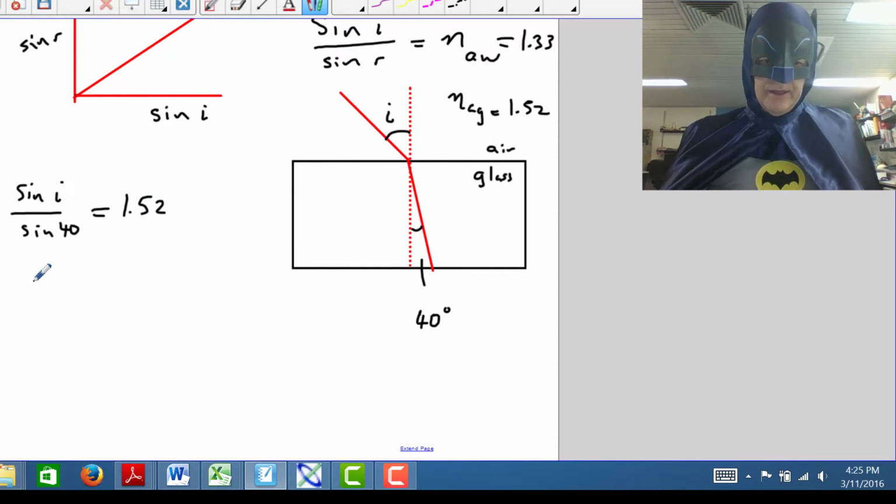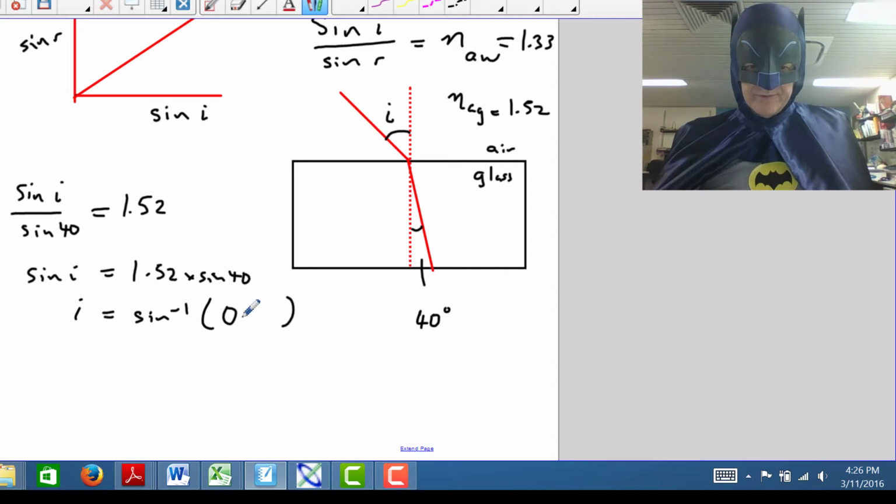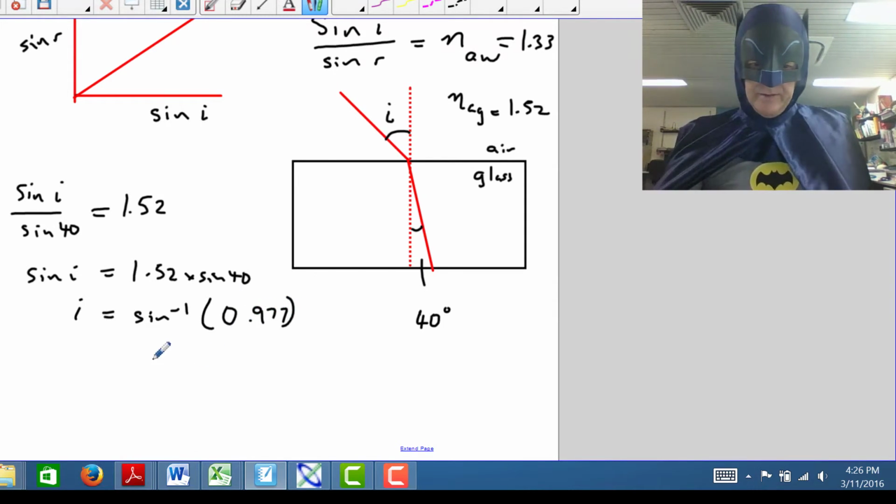So to find sine i here, we're just going to go sine of i equals, this is divided by sine 40, so we times by sine 40, so 1.52 times the sine of 40. You'll get that into your calculator and do the inverse sine of that answer again, and that will give it to you there. So you get 0.977, and if you do shift sine of that, you get 77.7 degrees. Hopefully your calculator is in degrees. So there's another example there. They're the two typical ways you can do it.